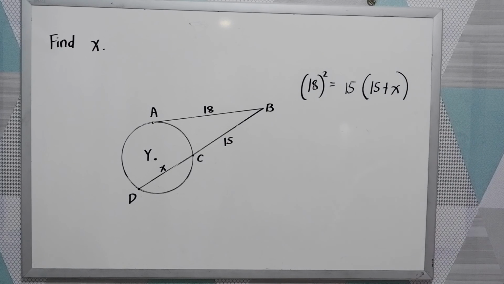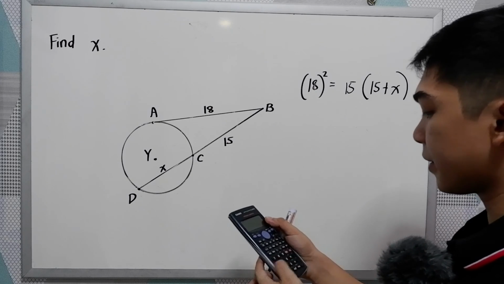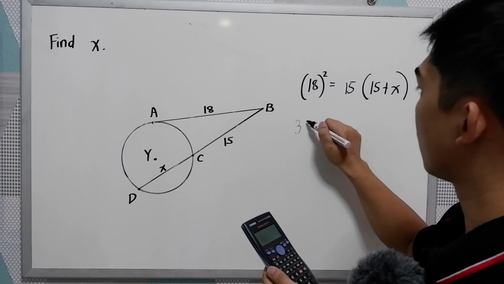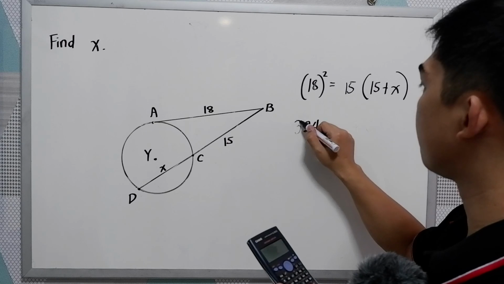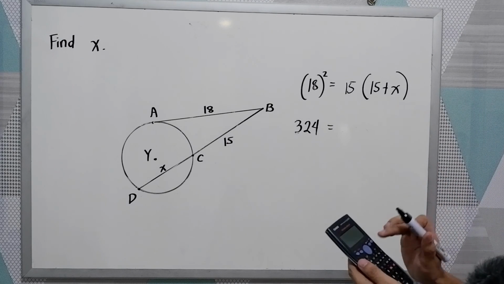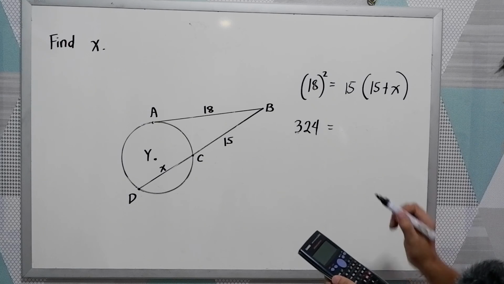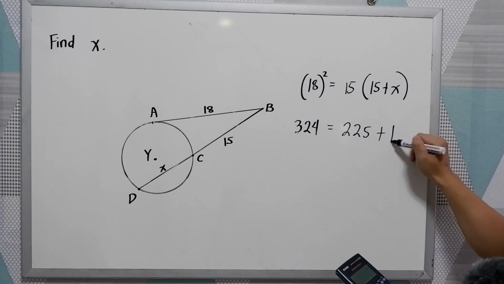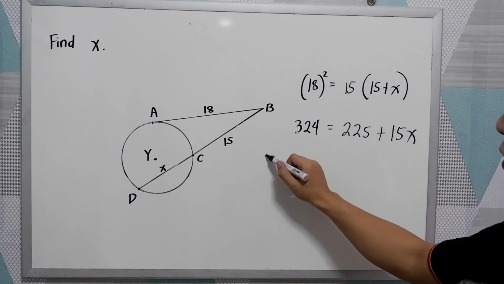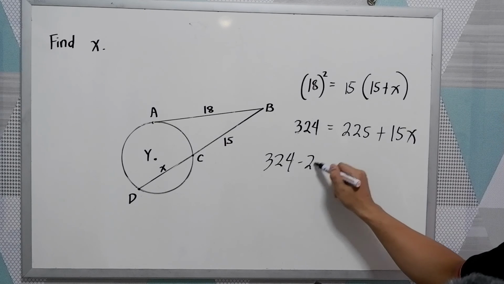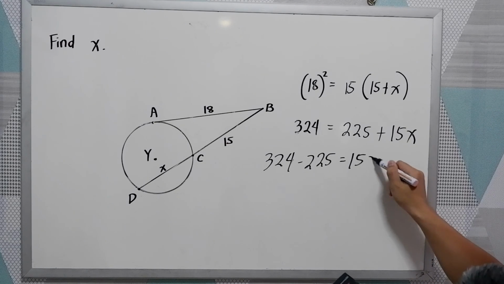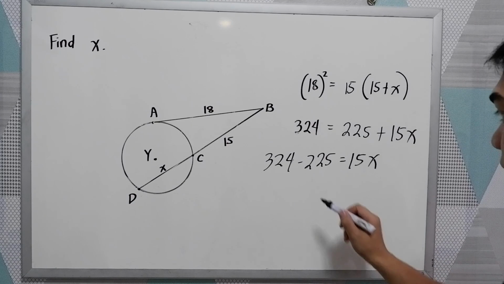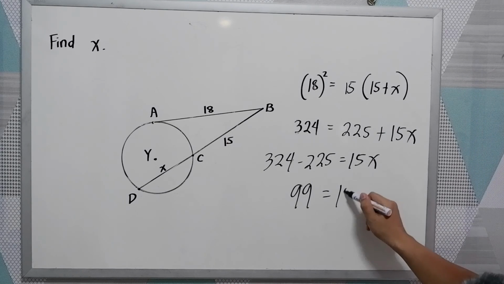Okay, this time we need to use the calculator. 18 times 18, or 18 squared, is 324, equal to 15 times 15, that is 225, plus 15 times x, 15x. So 324 minus 225 is equal to 15x. So subtract. That is 99 is equal to 15x.